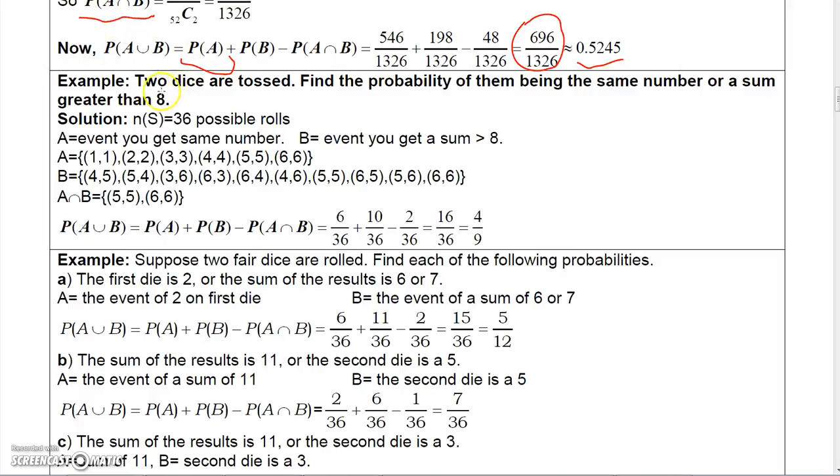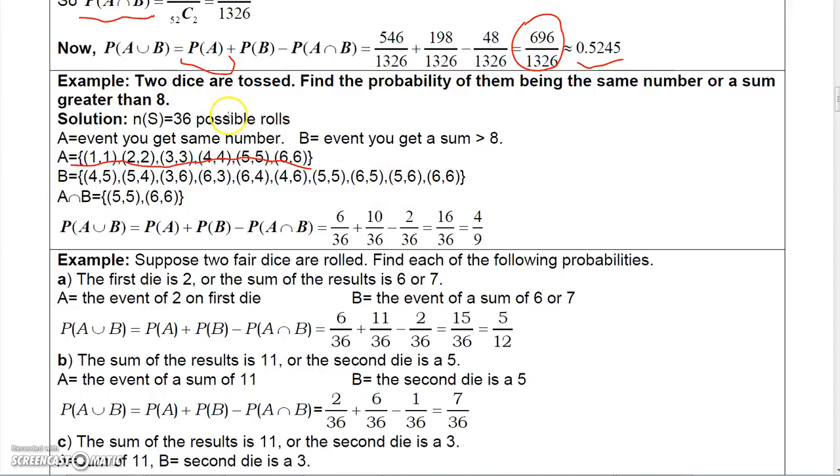Okay, another example. 2 dice are tossed. Find the probability of them being the same number or a sum greater than 8. Well, you know there's 36 possible rolls when you toss 2 dice. So let A be the event you get the same number, and notice there's 6 ways that can happen. And let B be the event you get a sum greater than 8. If you add all of these up, you'll see that there's 10 ways that you can get a sum greater than 8.